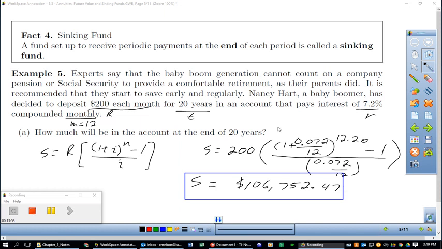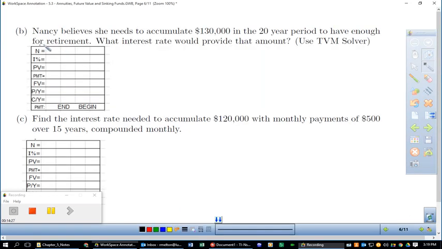Now, I will point out that if you do it algebraically, then you can actually use the TVM to check. Sometimes, in the future, you'll be told to do it algebraically. Sometimes it'll be to do it with the TVM. Sometimes it'll be to do both. So you need to be familiar with both of those, but using the TVM is a good way to check that. All right.